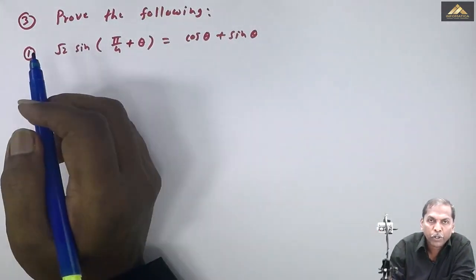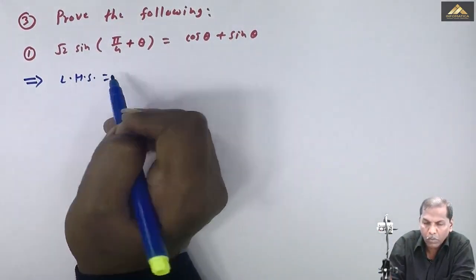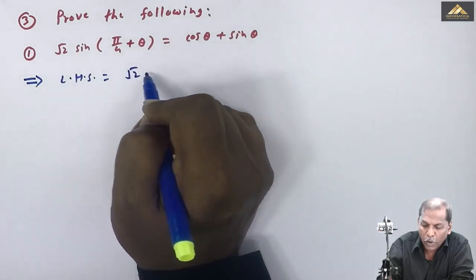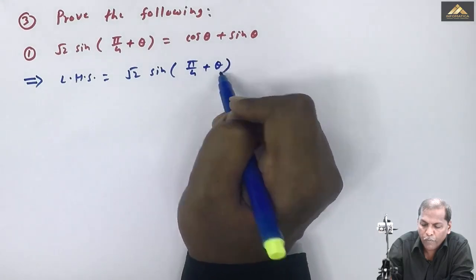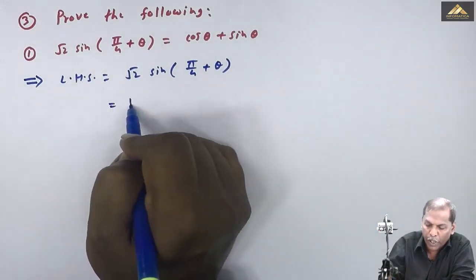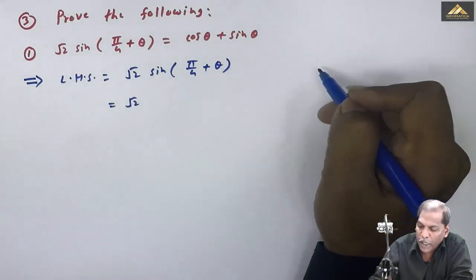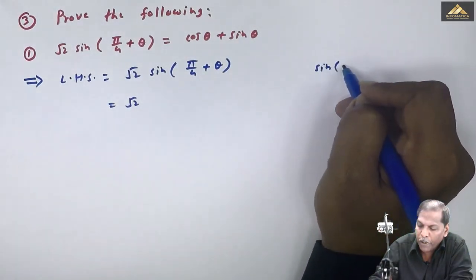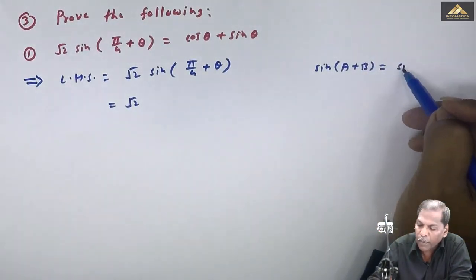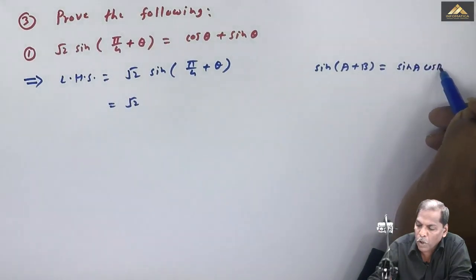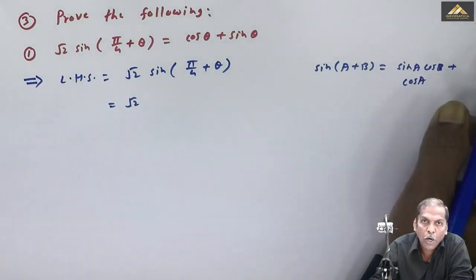अब हम देखते हैं इसका सॉल्यूशन. So we start from LHS, that equal to root 2 into sine of pi by 4 plus theta. So we write root 2 as it is and sine of pi by 4 plus theta, इसके लिए हम फॉर्मूला अप्लाई करेंगे साइन ऑफ a प्लस बी, जिसका आंसर आता है हमें साइन ए कॉस बी प्लस कॉस ए साइन बी.